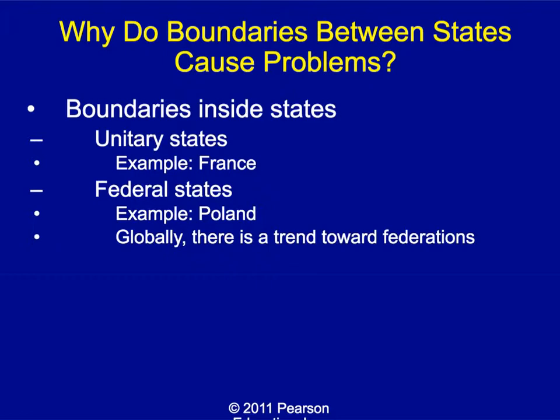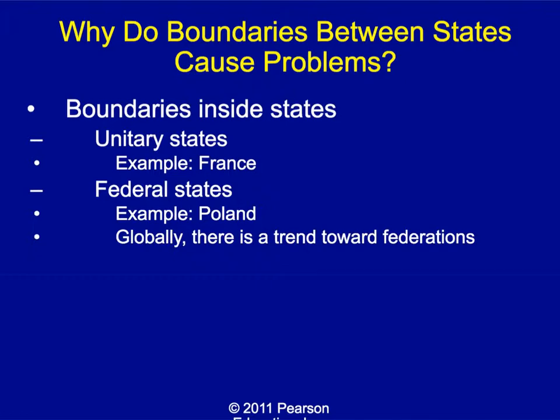Now, there are boundaries within states, and that's what I'm going to talk about on this particular slide. There's a difference between a unitary state and a federal state. You do need to know the definitions here. The unitary state is the most powerful. It puts all of the power in a central government. All right? Its officials have all of the power.